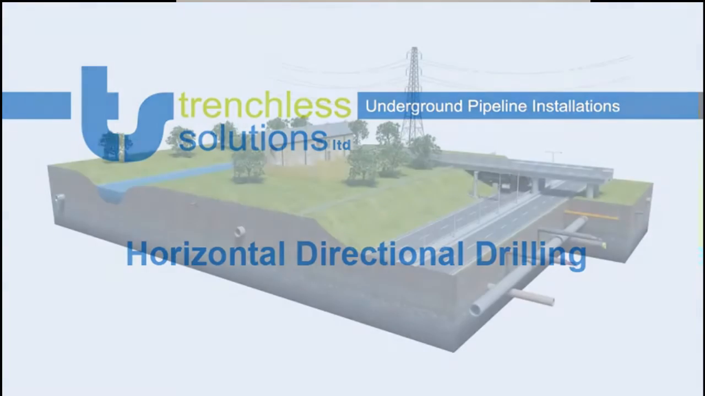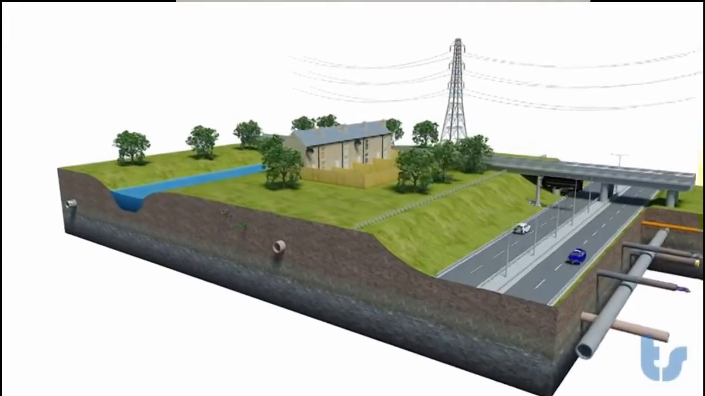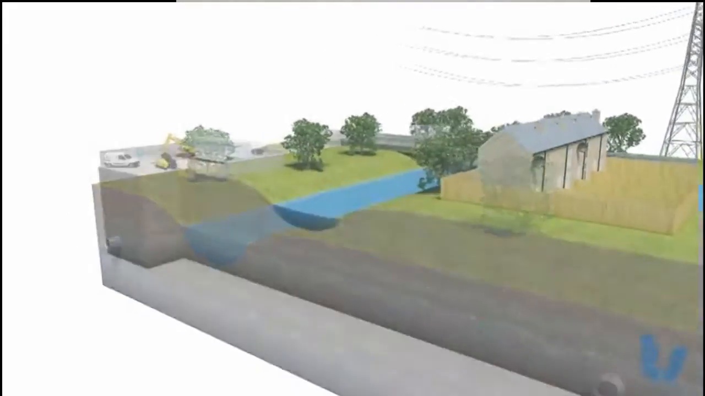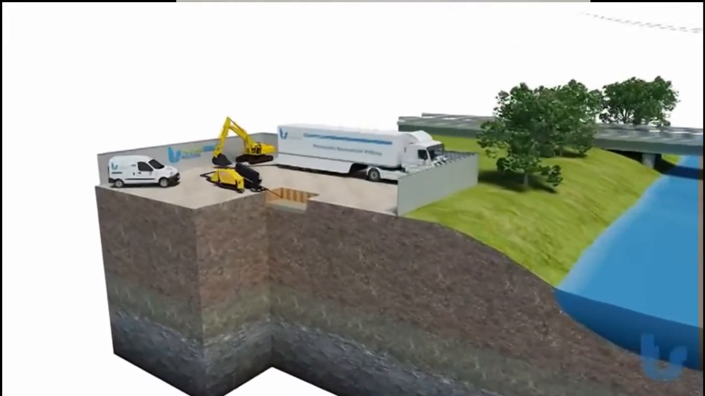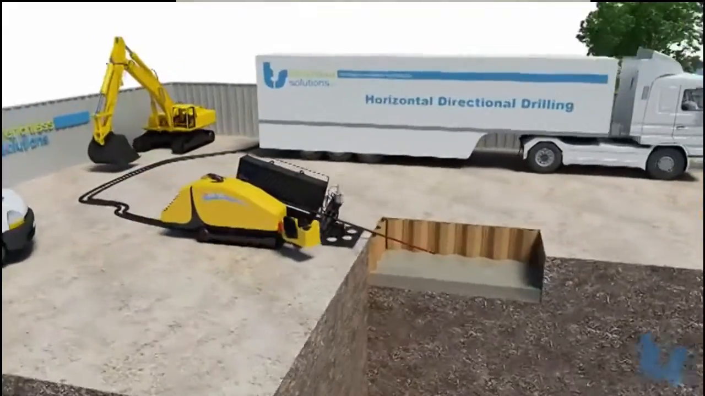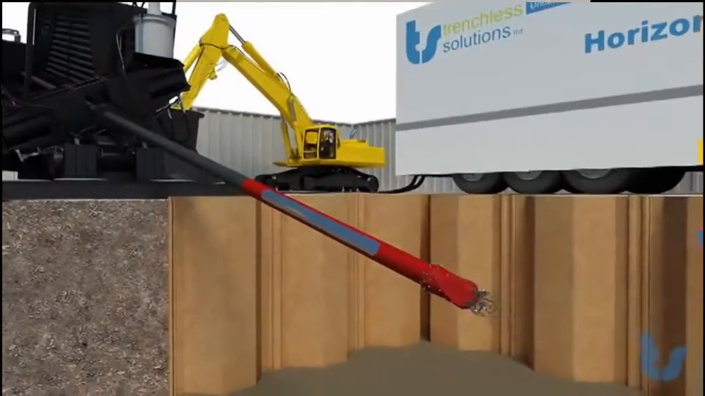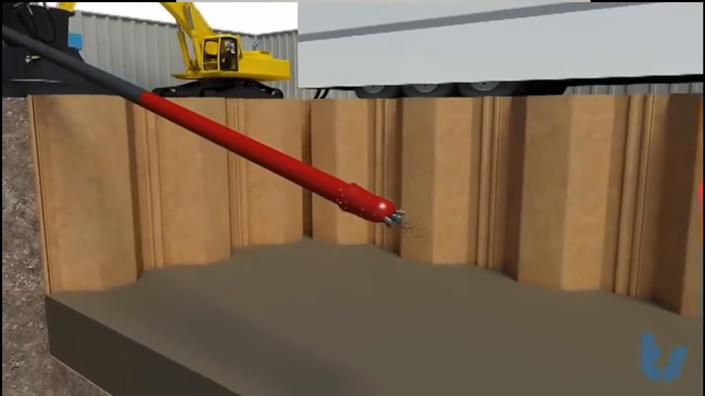You will see what they're talking about here. So we've got this demonstration of directional drilling. They're setting up, and here we're drilling under a canal and under a road. So they've got the drill rod set up.